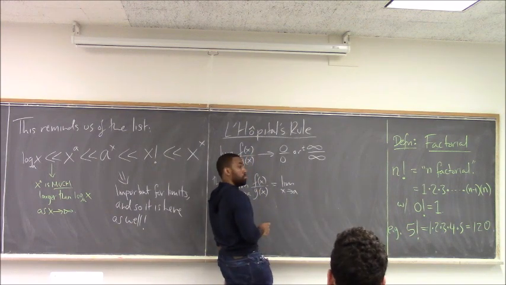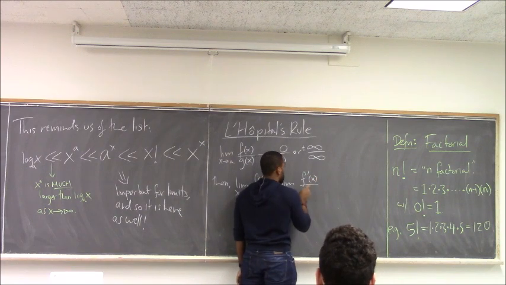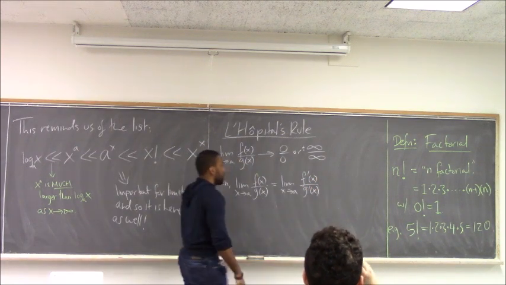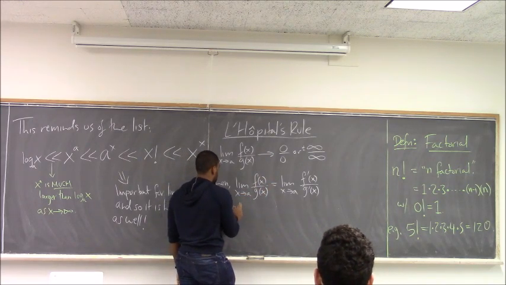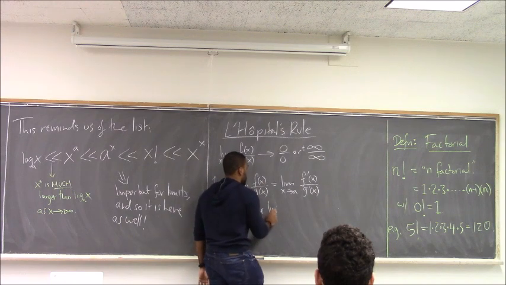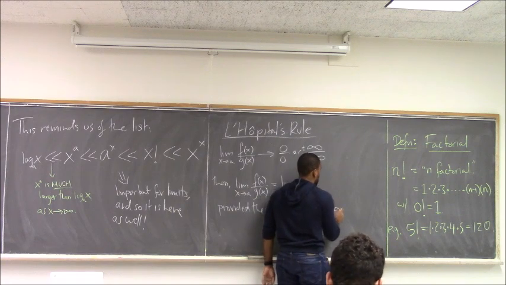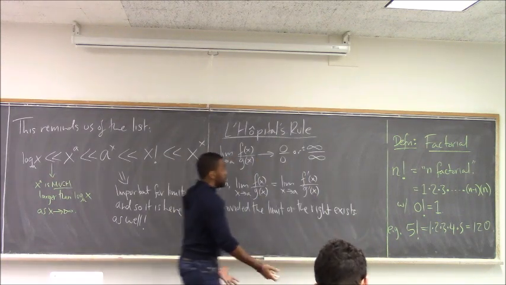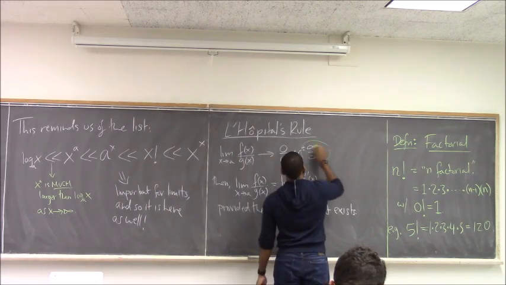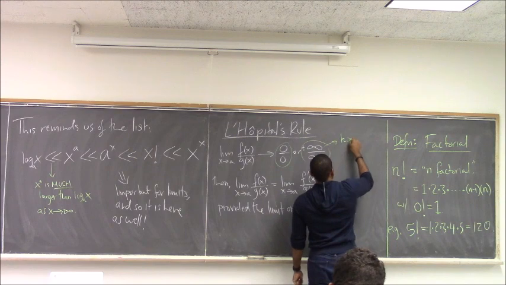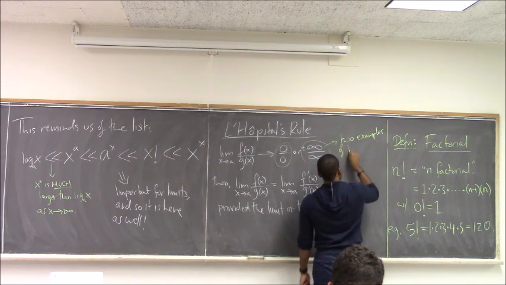Which limit? The derivative of the top over the derivative of the bottom, f prime over g prime. You can differentiate the top and bottom separately, and the original limit will be equal to that limit, provided the limit on the right exists. This is called L'Hopital's rule, and these guys are two examples of forms that we call indeterminate forms.